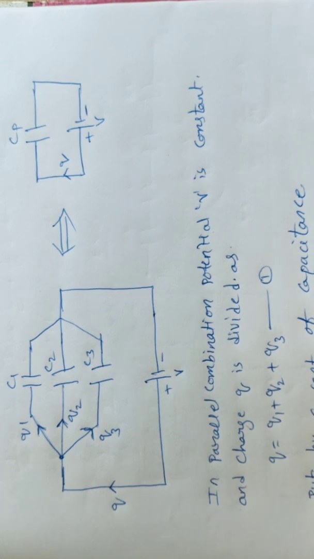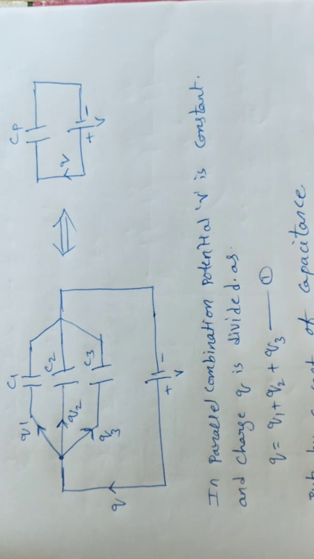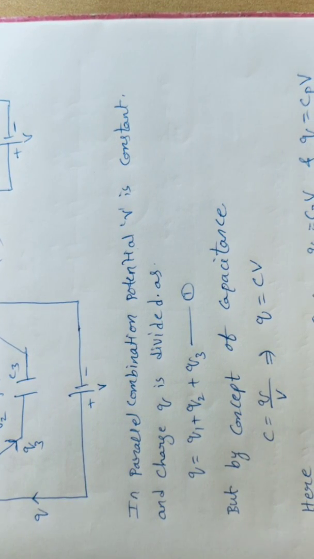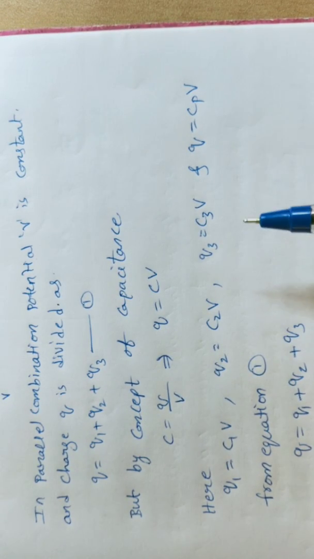This is the charge or net charge present in the circuit. Further, we know the concept of capacitance. From the concept of capacitance we have C is equal to Q by V, and then Q is equal to CV. Here we are just identifying a few relations.